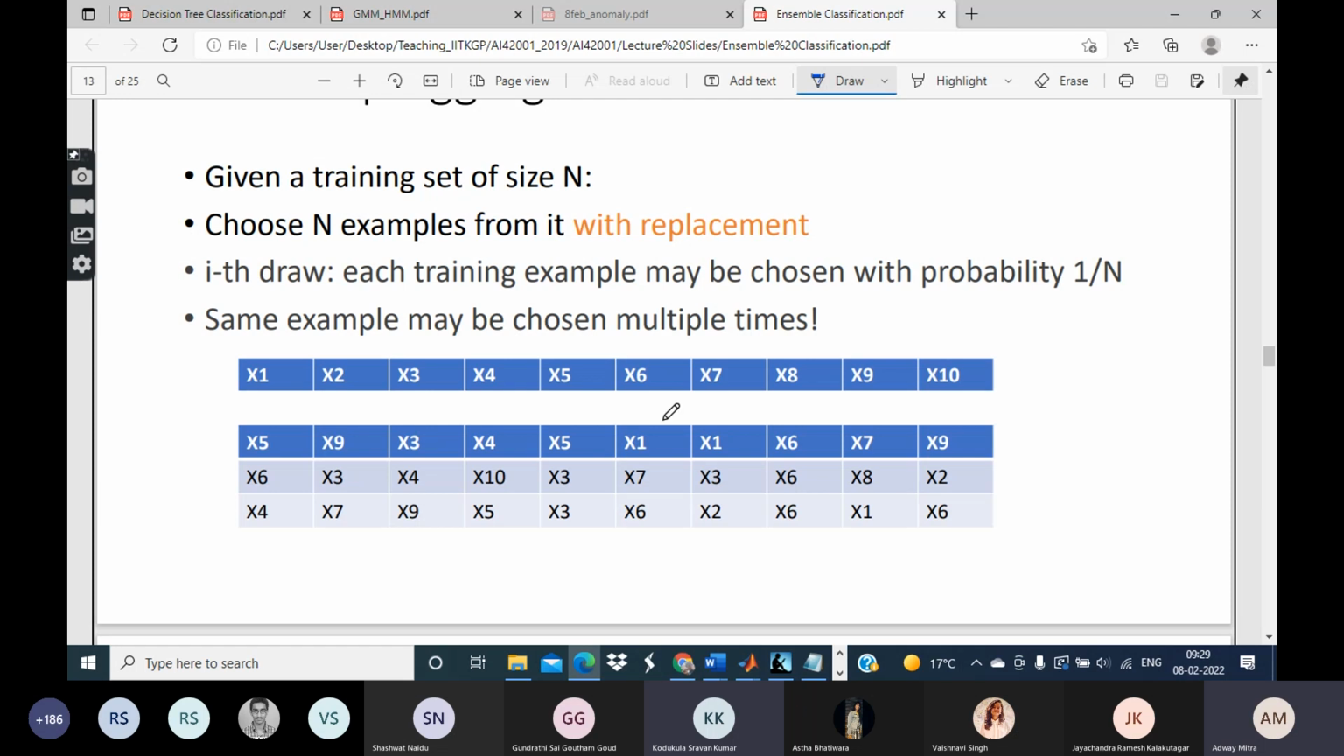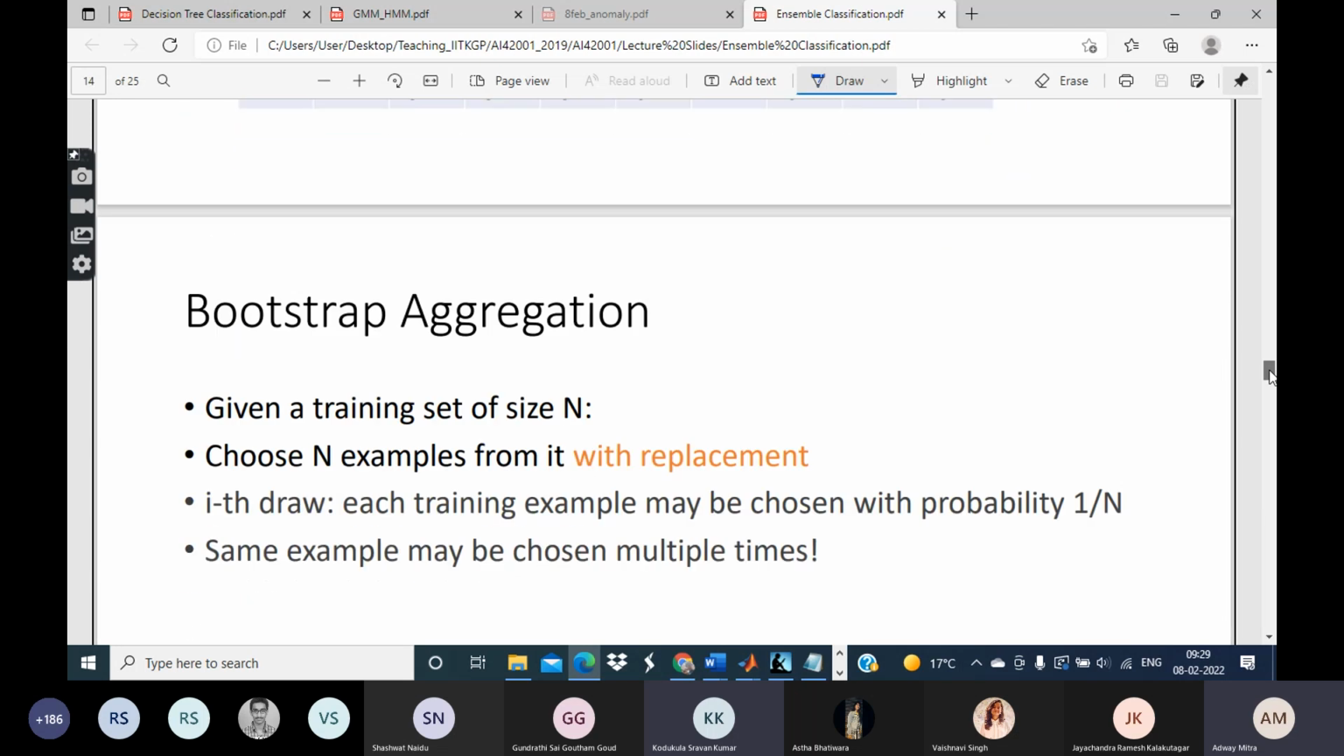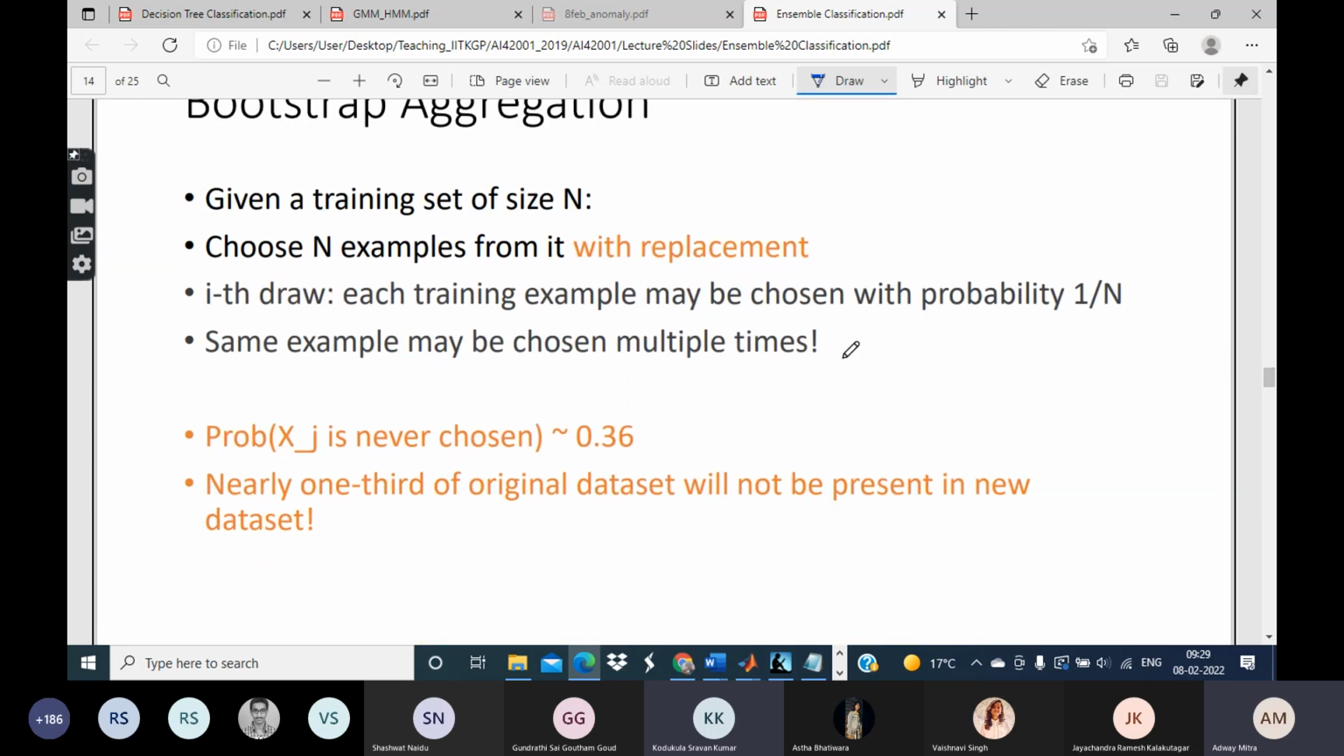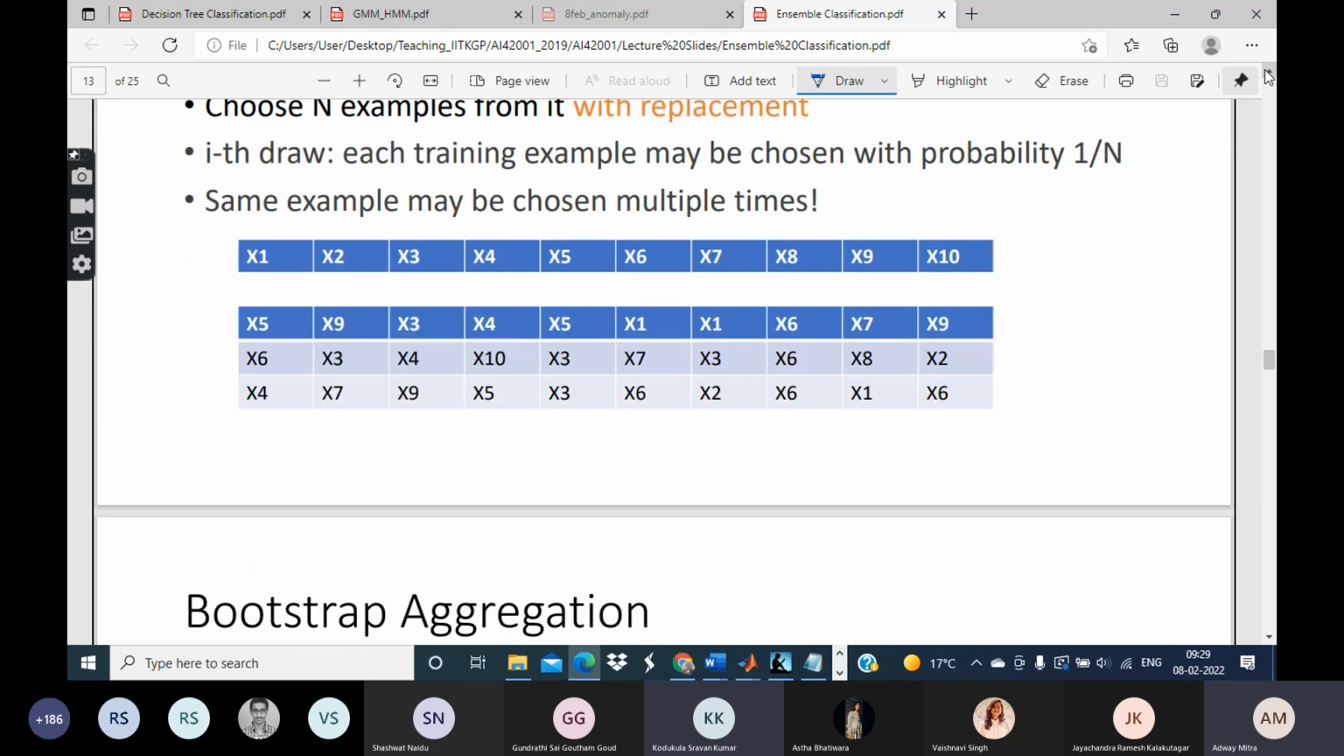So basically what you have done is you have created multiple copies of the data set, and you can work out that in each of these copies about one third of the original data set will not be present in the new data set. That is on the basis of probability calculations, which I am not going into. If you consider this one, about one third of the examples have not been selected: x10 is not selected, maybe x2 is not selected, x8 is not selected. So out of the 10, about 30% have not been selected here.